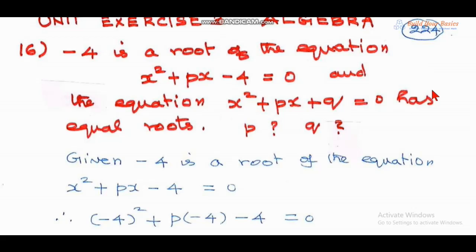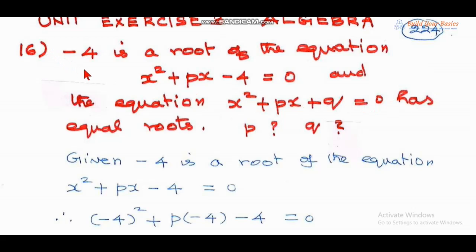Unit exercise 3, question number 16. If minus 4 is a root of the equation x square plus px minus 4 equal to 0, and if the equation x square plus px plus q equal to 0 has equal roots, find the values of p and q.